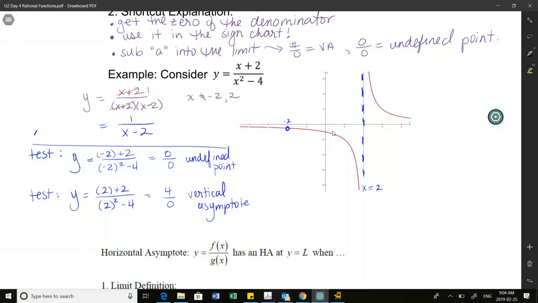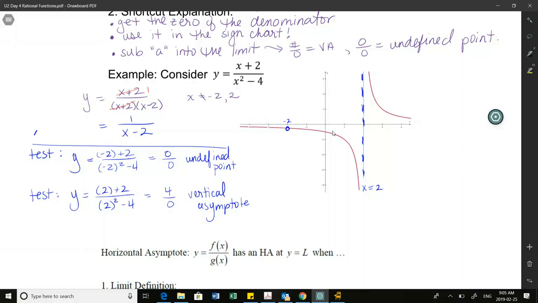That's undefined. Olivia? So when you mean undefined, it's always either an undefined point or a vertical asymptote. And I can do a quick test in my function and see if I get 0 over 0, or a number over 0, right? If I get 0 over 0, undefined point. If I get, like what I drew on there. Yeah. Good. Okay, so that's vertical asymptotes and undefined points.